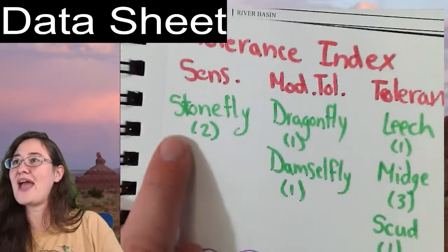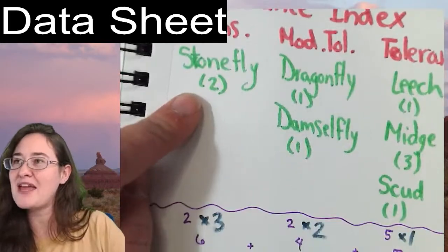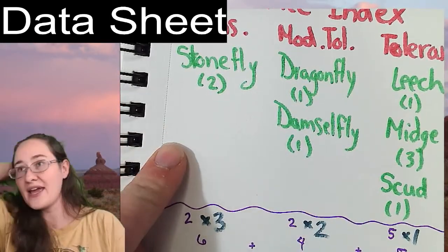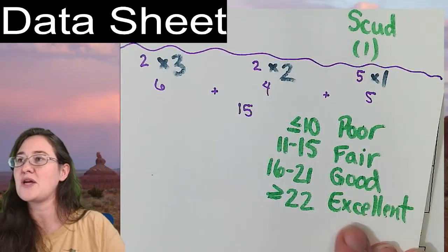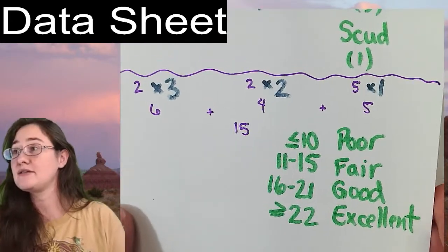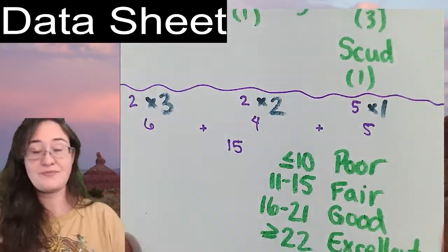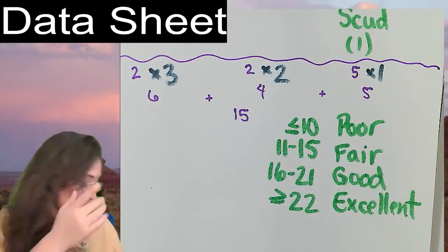So if we had a whole bunch more, if we had mayflies and stoneflies and caddisflies, our number could very quickly get up to excellent. All right, does that one make sense to you?